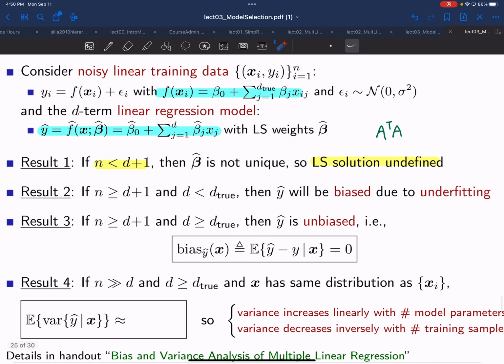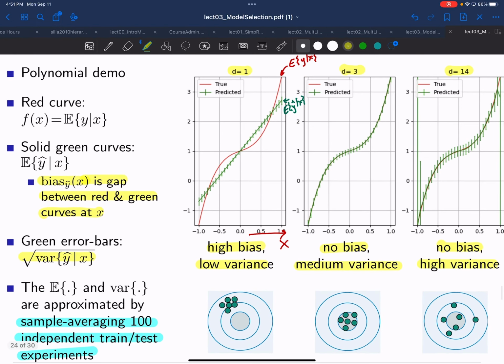So the rest of the cases now will focus on having enough training data to avoid this problem. The first case we'll look at is what happens when the assumed model order is less than the true one. It's not difficult to prove that y hat will be biased. And we call this underfitting. It's simply too simple. We saw an example of this here. D was 1, D true was 3, and we had bias.